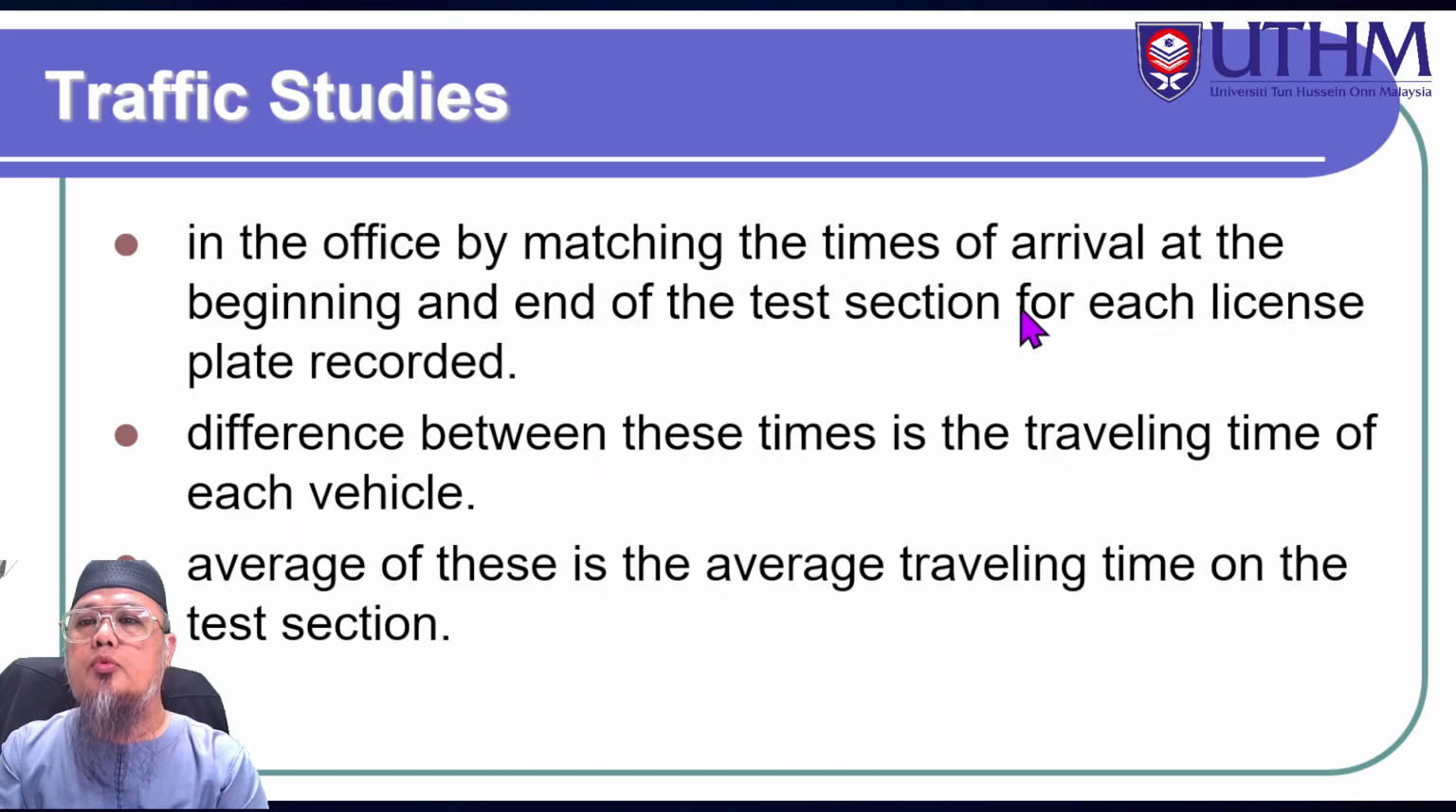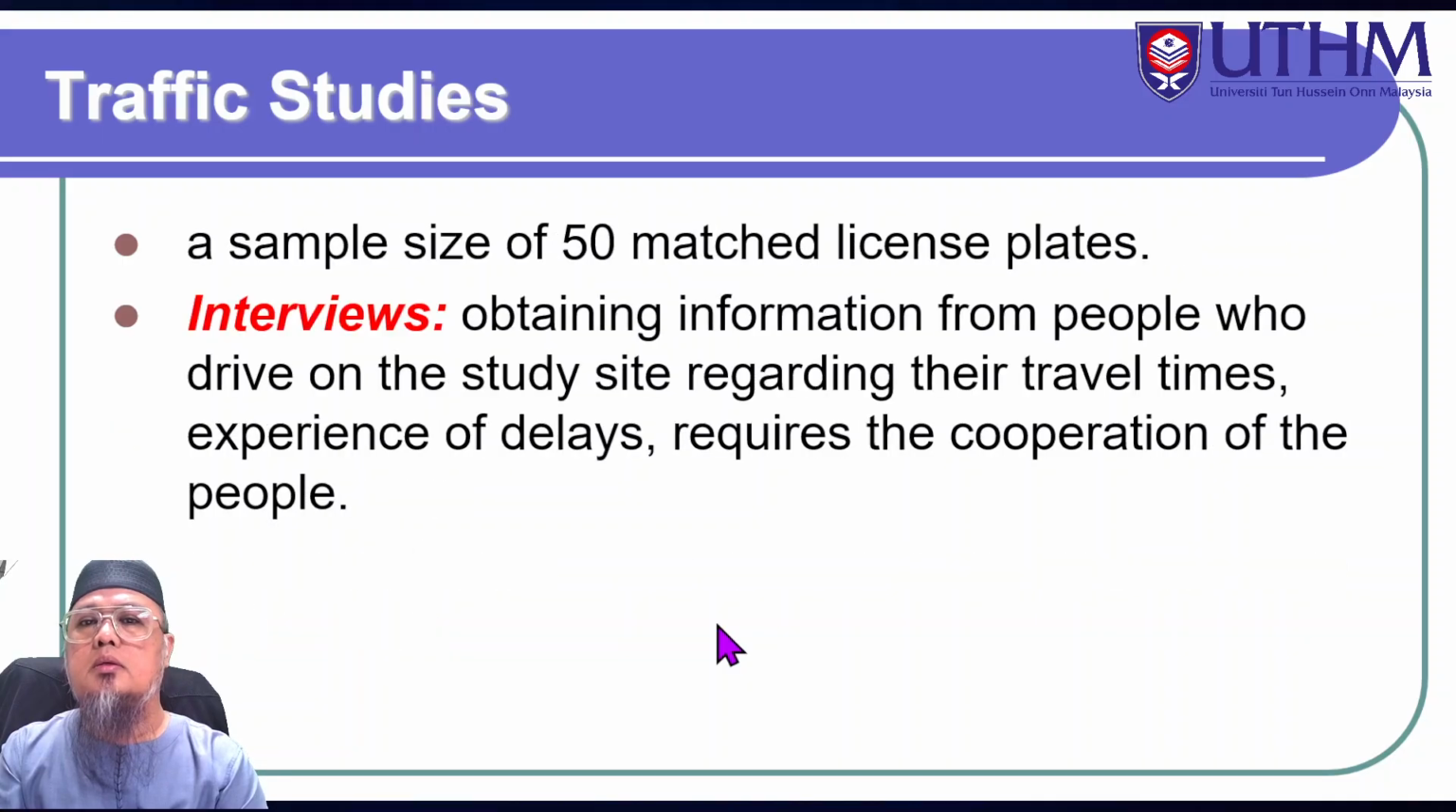Then we have to match the data recorded at the beginning and end of the section for each vehicle. Okay, the difference between the times is the travel time of each vehicle. So we get the times altogether, and lastly we calculate the average. Okay, that is how to get the travel time data, and further you can use that data to calculate the delays. For a minimum, we can collect 50 samples.